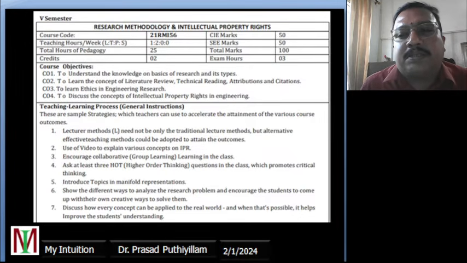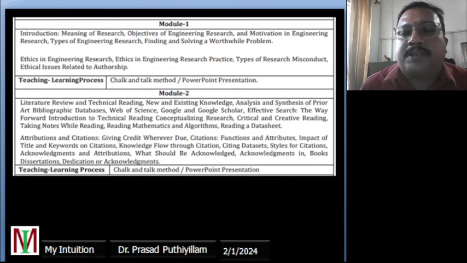The syllabus is for the fifth semester, research methodology and intellectual property rights, with a credit of 2. It has internal marks of 50 and the external semester end exam, SEE, is again for 50, but actually it is asked for 100, then it will be reduced to 50, and the total marks is 100, and the exam is a 3 hour written exam. The course objectives, 4 of them, are mentioned, and how the teacher has to teach it in class work and how the marks are distributed, everything is mentioned in the syllabus.